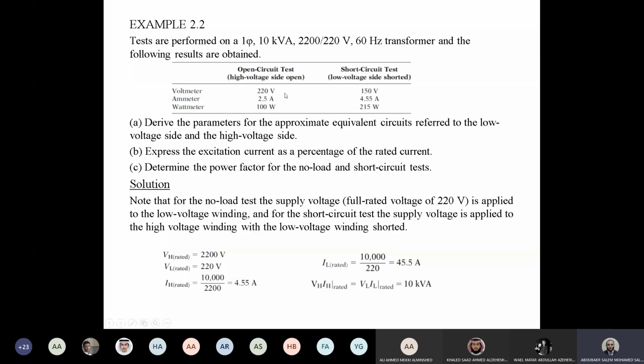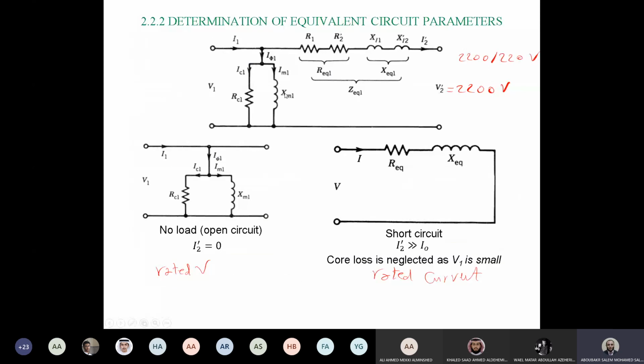If we go to the equivalent circuit again, here, this is the equivalent circuit, okay? After making referring, you will have only 2200. There is no 220 anymore, okay? Assuming this transformer is a step down one, and we referred all of the parameters to the primary side, okay? Is it clear for you? Let me draw it for you better outside.